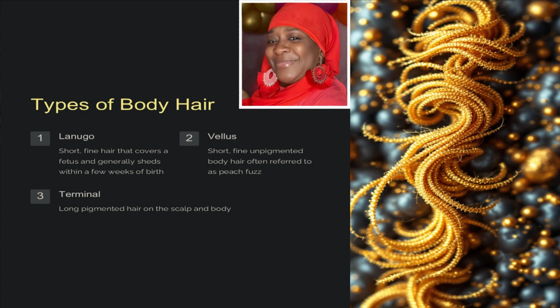Terminal hair: long, pigmented hair on the scalp and body. It is coarser than vellus hair, and except for gray hair, it is pigmented. It may have a medulla. All hair follicles are capable of producing either vellus or terminal hair, depending on genetics, age, and hormones.